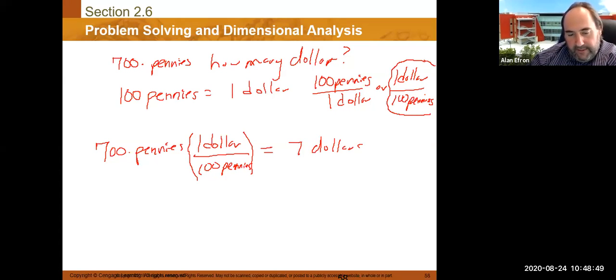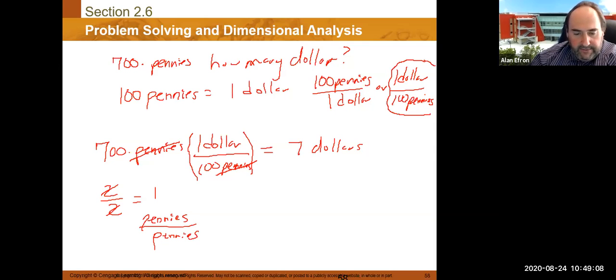We'll talk about a couple of things in just a sec. But in terms of the units, the pennies on top and the pennies on the bottom will cancel each other out. It's the same as going like 2 divided by 2 equals 1. If you have pennies on top in terms of units and pennies on the bottom, they also cancel out and basically become 1 as well.